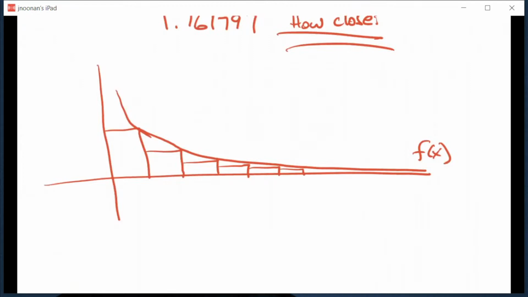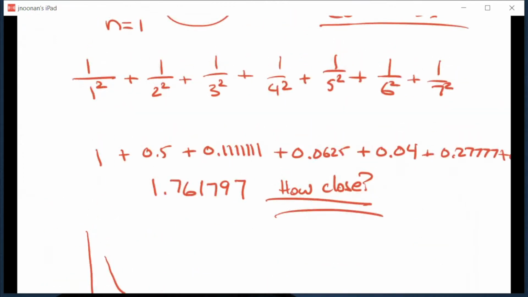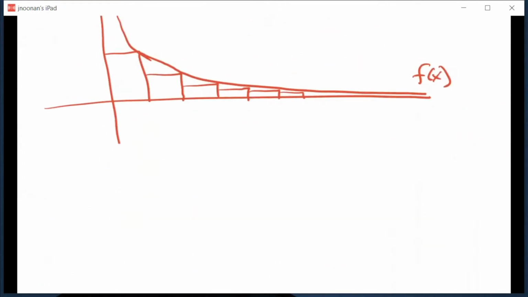And I'm going to stop after how many? 1, 2, 3, 4, 5, 6, 7. I guess I could have just looked at the last box. 1, 2, 3, 4, 5, 6, 7. So the stuff that I'm leaving off are all of the little rectangles. The error is all the rest of the rectangles.